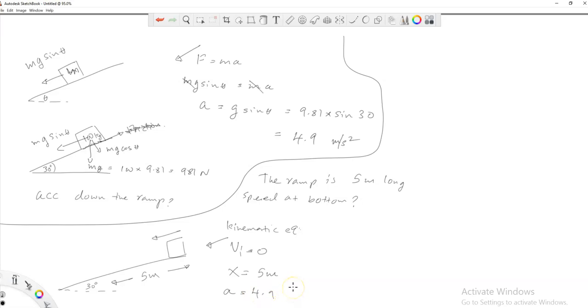Speed at the bottom, we can use V final squared equals V initial squared plus 2ax, 0 plus 2 times 4.9 times 5. V final squared equals 9.81 times 5, so that is like 48 something. So let's see what exactly the answer is.